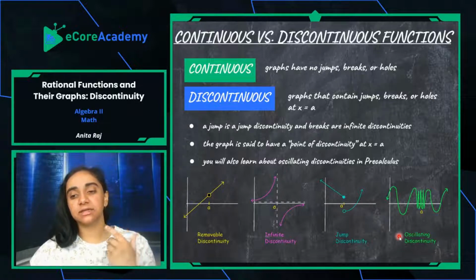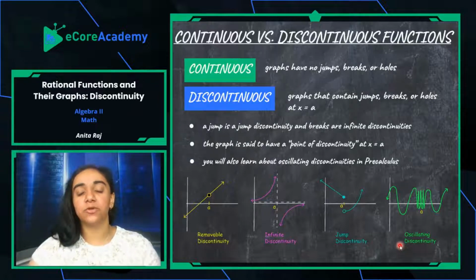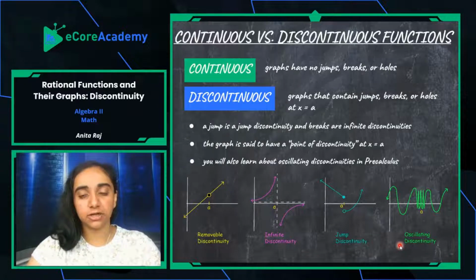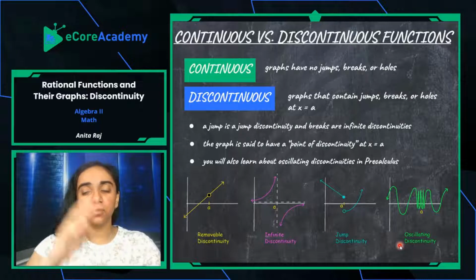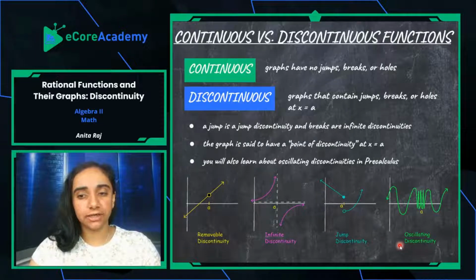Lastly, we got the oscillating discontinuity. As you can see, it's kind of like a wave. We call this a sinusoidal wave, and you'll learn about it when you talk about trigonometry and pre-calculus. So the wave is pretty much the parent function of y equals sine of x, and you'll go into graphing trig functions later, but that's where you get the wave from.